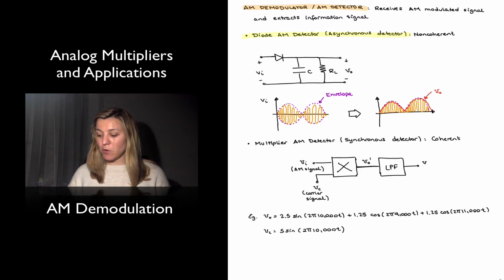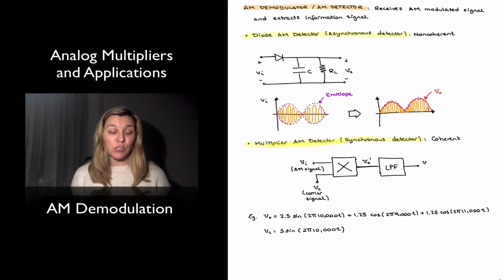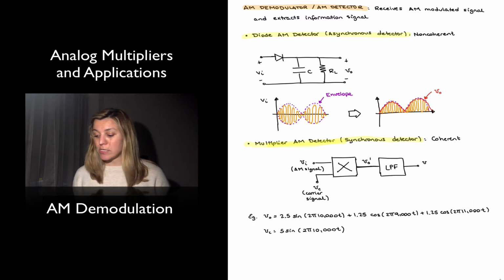The other type of AM detector is the multiplier AM detector, which is known as a synchronous detector, and it is a coherent type of detector. And that one is not as simple as the asynchronous detector. So the asynchronous detector has more simplicity. That's its main advantage, lower cost. It's also a little bit more noisy, so it has worse performance.